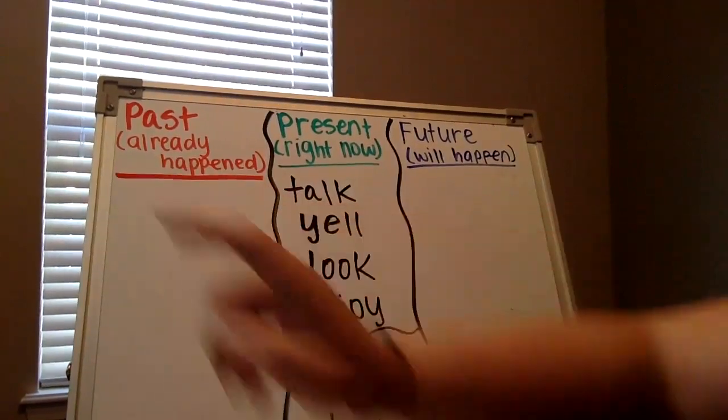The first one is the past tense. So again, some of you may have seen these motions before, some of you may have not, so pay attention. The past tense tells us that something already happened. It's in the past, it's behind us, it's something that's already over with. So a past tense verb is something that has already happened. It's over with and it's not happening anymore.